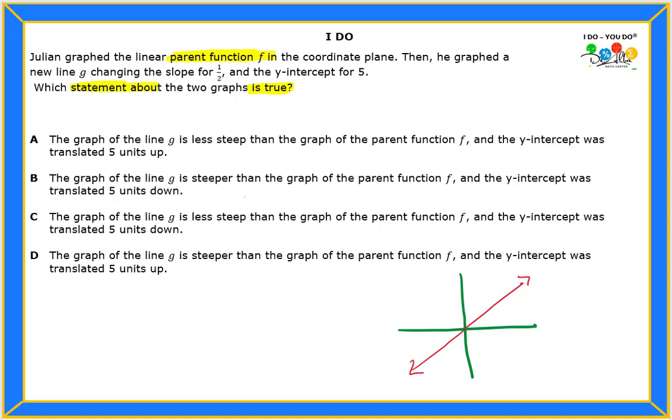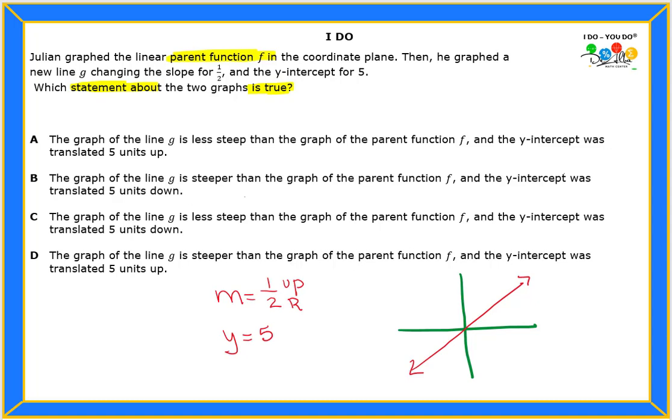Now, what about the new function? Well, it says that the slope was changed, so I'm going to write it down over here: 1/2. And the y-intercept also got changed to a positive 5. Okay, so my slope being 1/2 means that I'm going to go 1 up and 2 to the right. So let's go ahead and graph it.